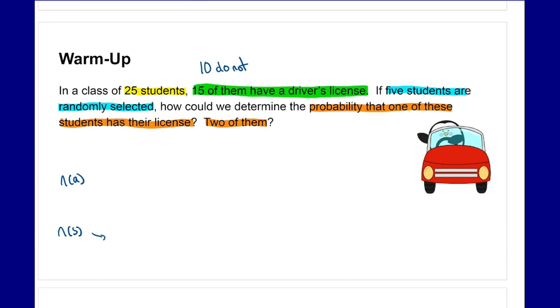What are we doing in general? Well, we have 25 students, and we want to choose 5 of them, or 5 of them are randomly selected. Doesn't matter what order, we're just making a group of 5 from the 25 students. And A, the probability that one of them has their license. Well, there's 2 parts then to this group of 5.